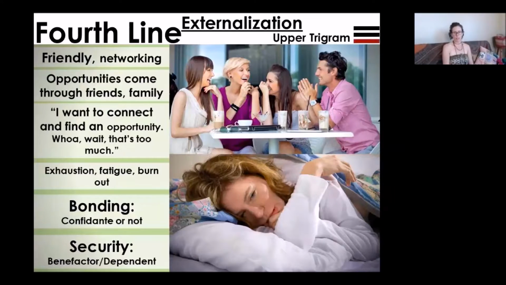The security strategy of the 4 is benefactor dependent. So they will tend to oftentimes be a dependent for a lot of their early life, depending on a benefactor in their life to support them as they develop. They have to develop themselves enough to be able to be influential, to have wisdom to influence other people. To influence someone, you have to know something. You have to know some information that's influential. You have to have something valuable to share.